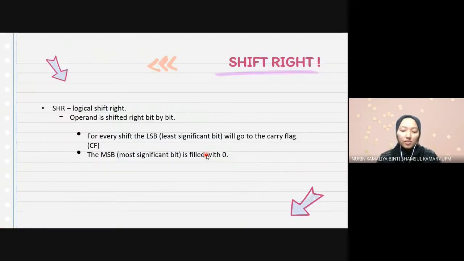Shift right, SHR, logical shift right. The operand is shifted right bit by bit. For every shift, the LSB, least significant bit, will go to the carry flag, CF. The MSB, most significant bit, is filled with 0.